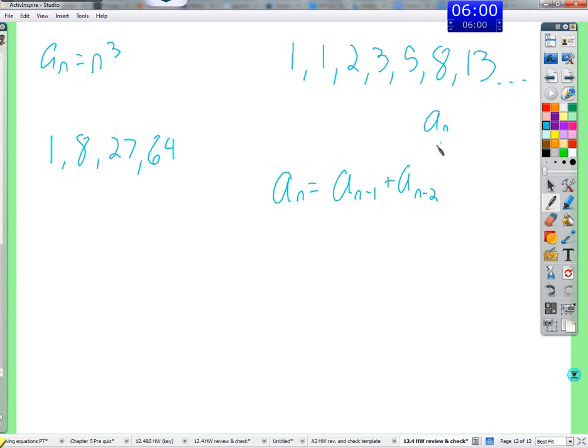If we're at a sub n, the term before that is 1 less than n. The term before that is 2 less than n. The term before that is 3 less than n. The term before that is 4. So you take a sub n minus 1, and then you add a sub n minus 2, because the rule is you're taking the last number with the number before it.